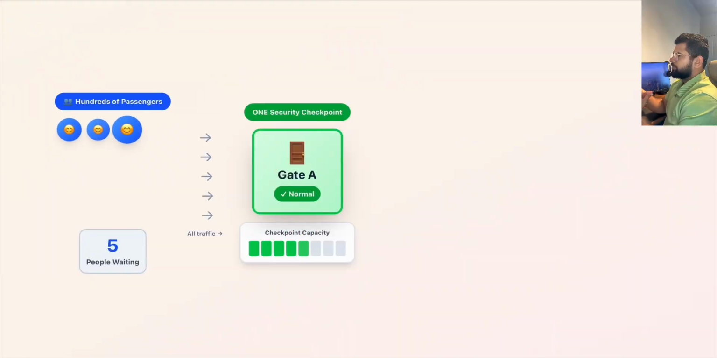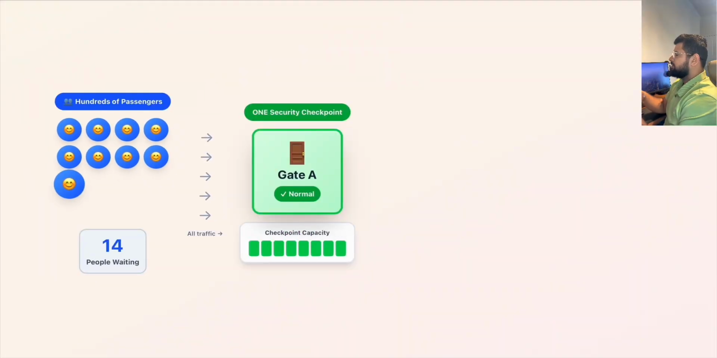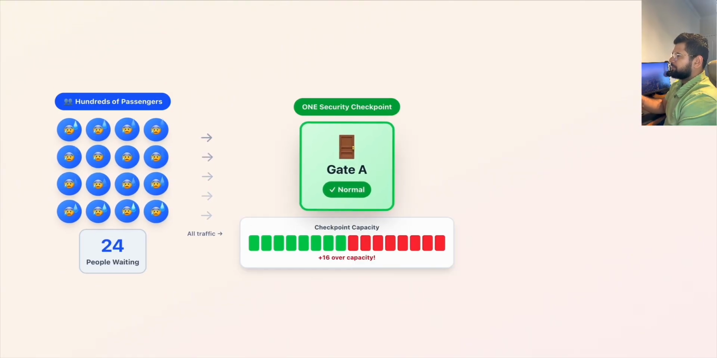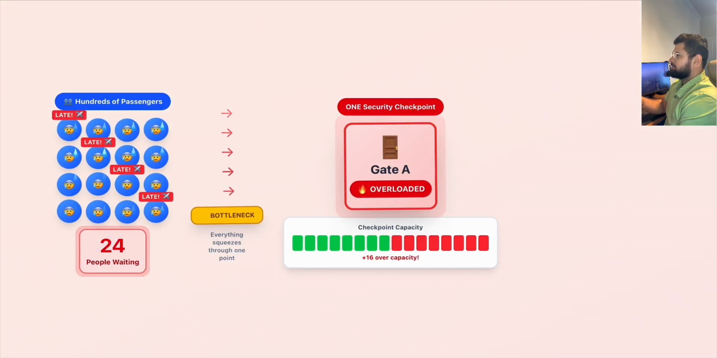Here is the problem. Look at this chaos. We have hundreds of passengers, but there is only one security checkpoint open. Notice what's happening. People are stressed. The line is getting longer and longer. Some passengers might even miss their flights.